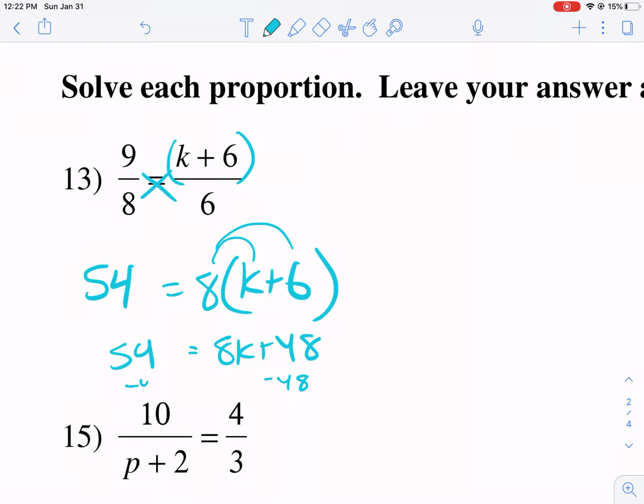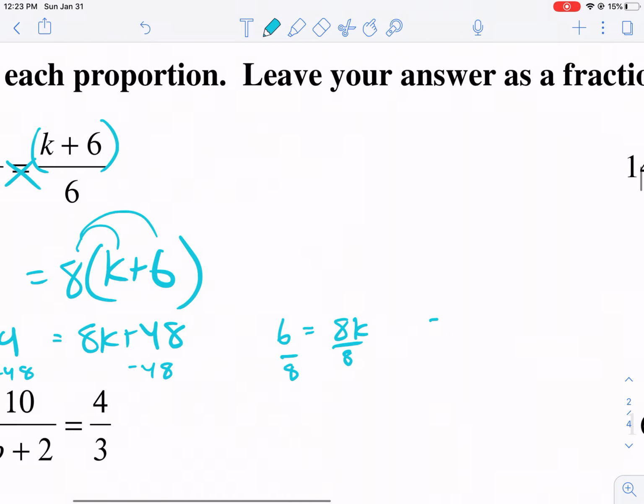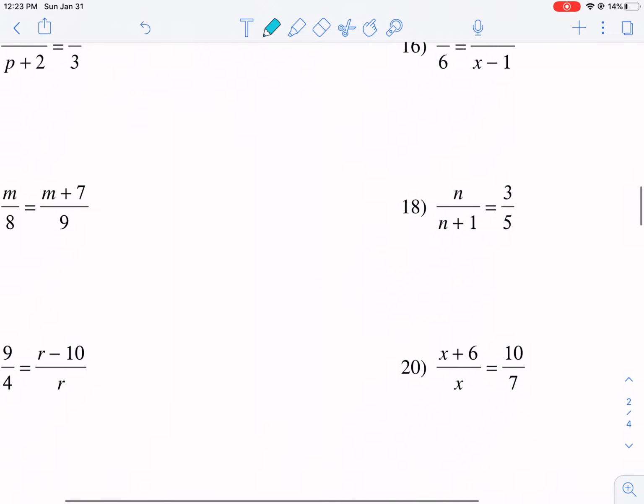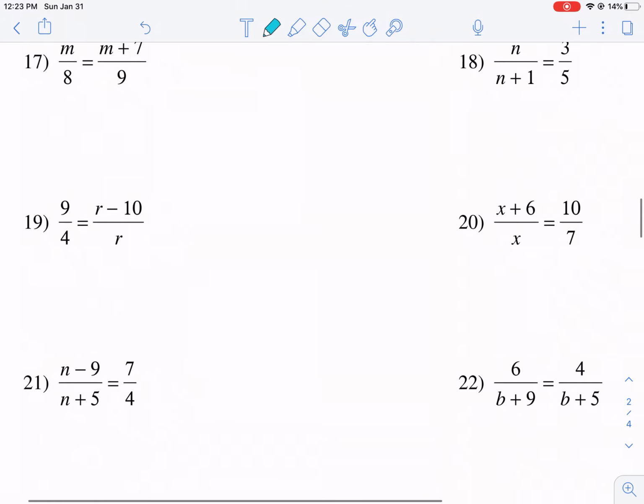Now we subtract 48 from both sides. We get 6 equals 8k, and now we divide by 8, and we're going to have a fraction here. We're going to have 3 over 4 equals k. So just a couple more steps involved when we have a situation like this.